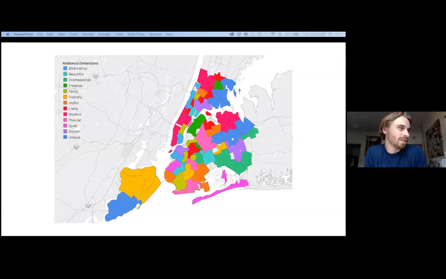This slightly psychedelic map is a really interesting way of showing all of these different dimensions in one place, but obviously there's also the distribution of each dimension separately. So there are separate maps for each distribution showing, for example, alternative across the whole city.